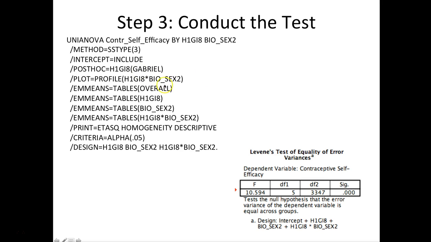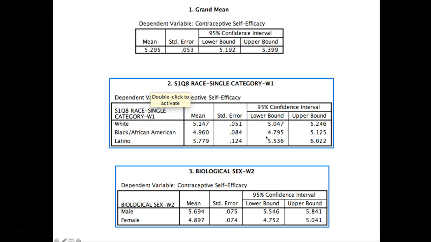And so I asked it to give me the means. For all of these, I asked it to give me eta squared, the homogeneity tests and descriptives, and then I told it the design, so the main effects of each plus the interaction term here. Again, we see that there is an issue with our equality of variances. We're going to go ahead and move forward because we have a large sample and because we're asking for post hoc analyses that account for that inequality of variance. So what we see here is our grand mean on contraceptive self-efficacy. We see our mean according to the race variable.